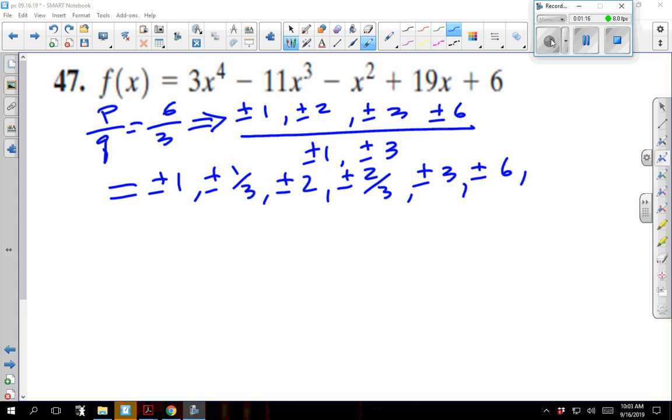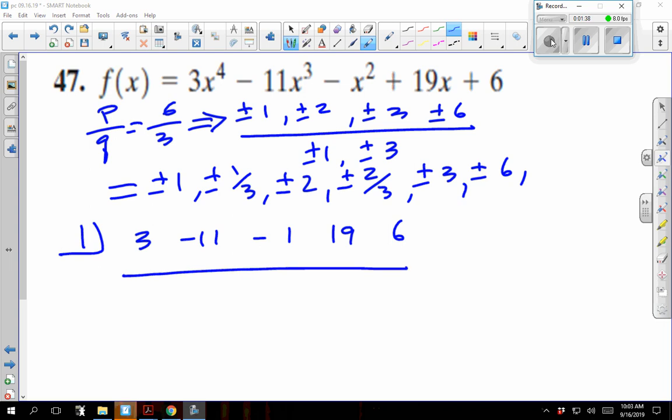Okay, so let's start with 1, and you don't have to start with 1. You can start with whatever you feel is right. But our coefficients are 3, negative 11, negative 1, 19, and 6. This was a fourth power, so there should be 5 terms there. We're good. 3, multiply, 8, multiply, 7, multiply, 26, multiply, 32. That didn't go in evenly, so 1 doesn't work.